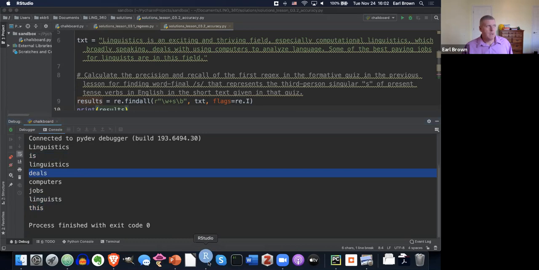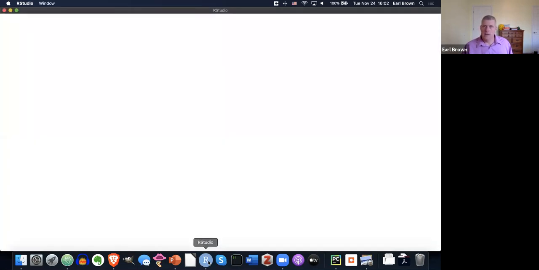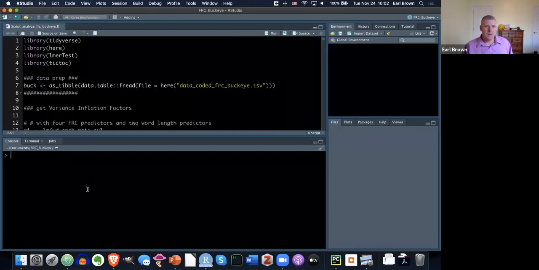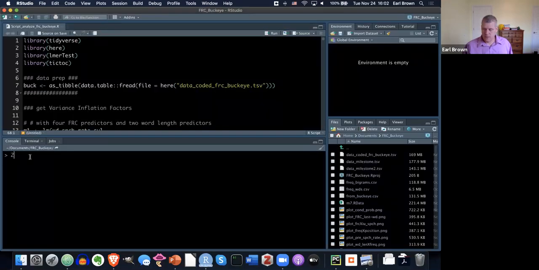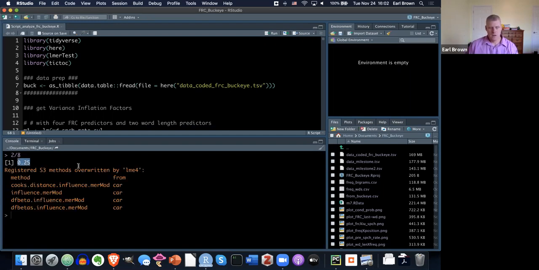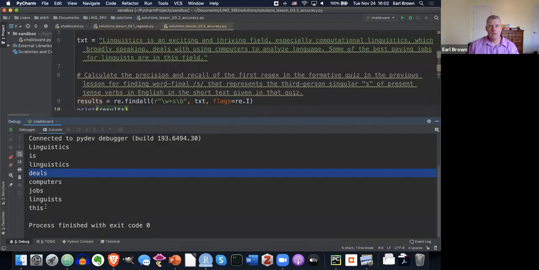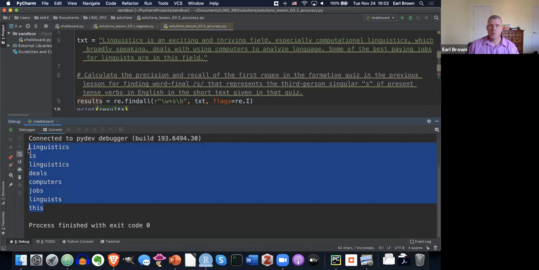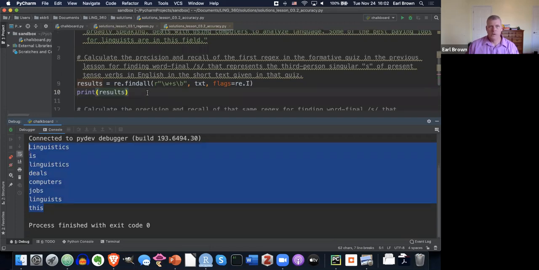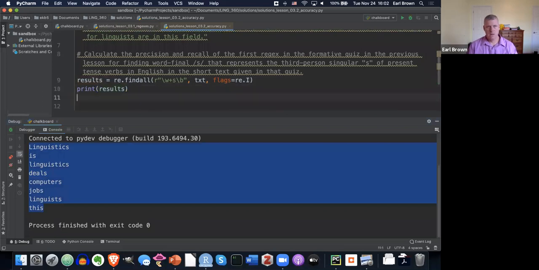It's a fourth, right? 2 out of 8 is a fourth of the cases that we got back are correct. Just to be very transparent and very explicit, 2 divided by 8 gives us 0.25. So our precision would be 0.25. That is 25%. Of the cases that we got back with that search were correct. So precision is 25%.